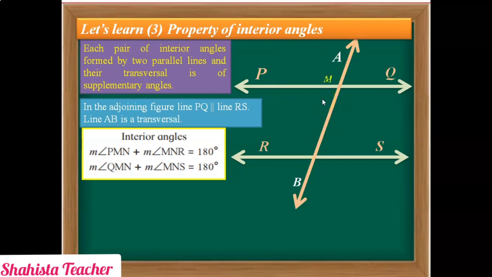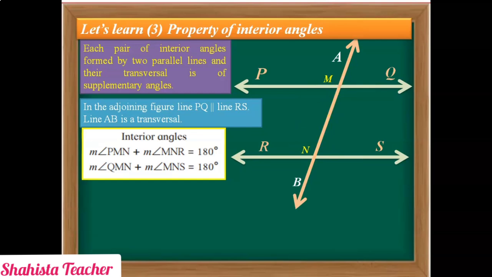Here we will write M and N as the intersection points, and line AB is the transversal line. Now a pair of angles which are on the same side of the transversal and inside the given lines, this area, is a pair of interior angles. Whichever angles are present in this internal area are interior angles, not interior alternate angles.